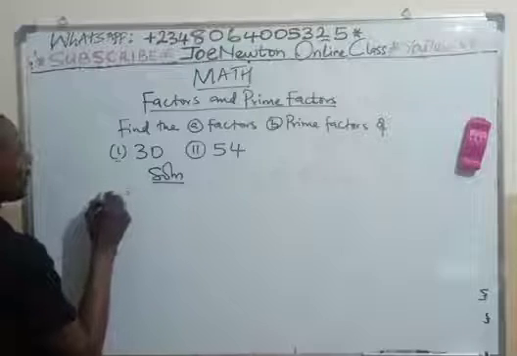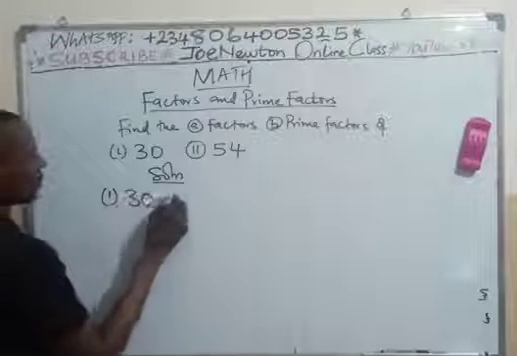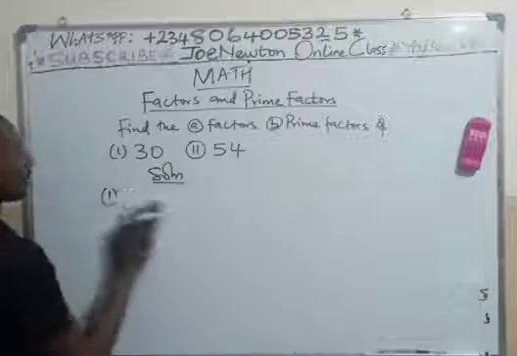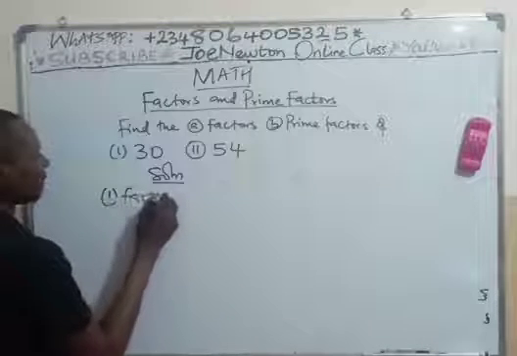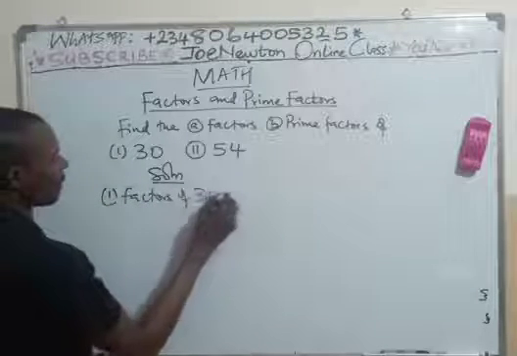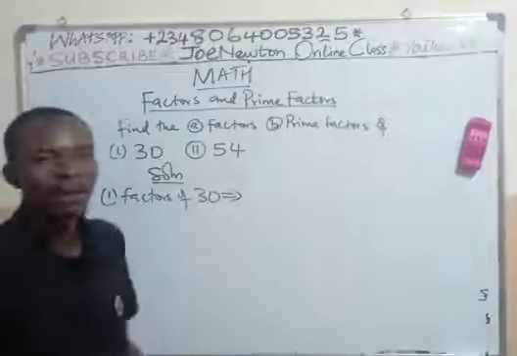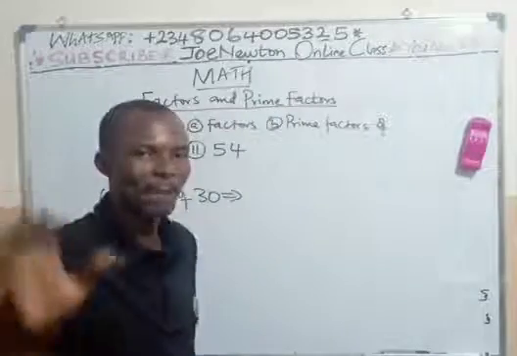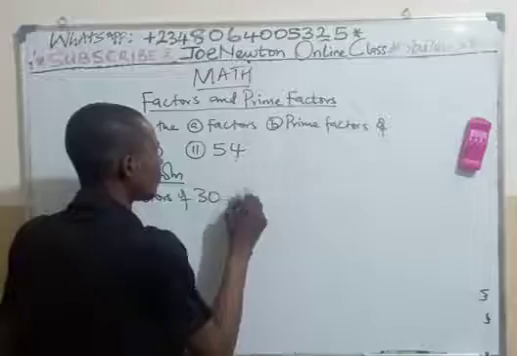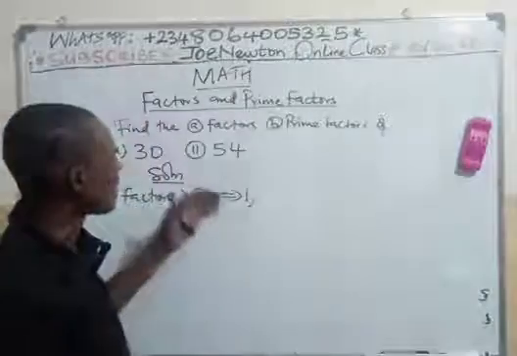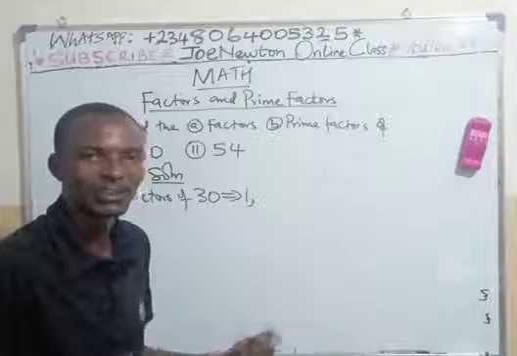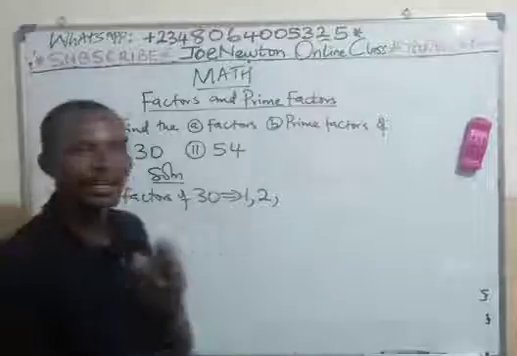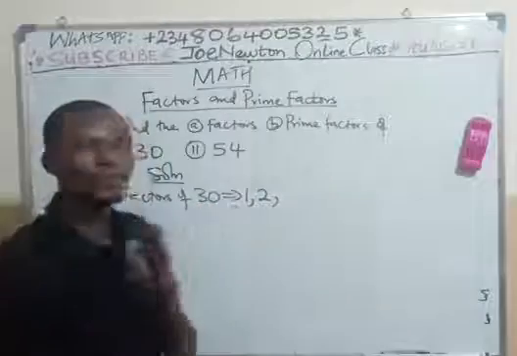Number 1, factors of 30. What are the factors of 30? Now, what are the numbers that can divide 30 without remainder? We start with 1. 1 is a factor of every number, including itself. Another number that can divide into 30 without remainder, I think 2 can go. Because 1 divides 30 will give us 30. 2 divides 30 will give us 15.